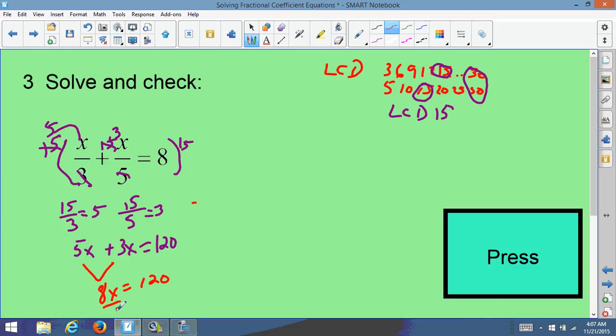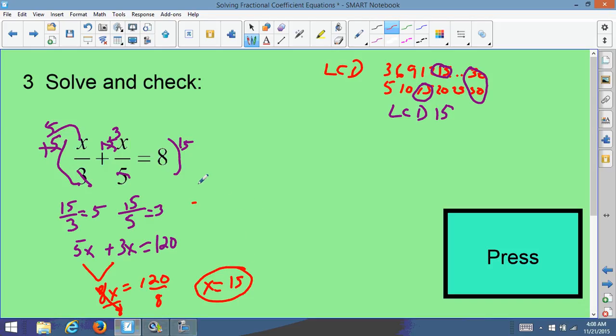Now just divide by 8. My 8s will cancel out, leaving me with the x. 8 goes into 12 one time, and that's remainder 4. And 8 will go into 40 five times. So my answer is going to be x is equal to 15.